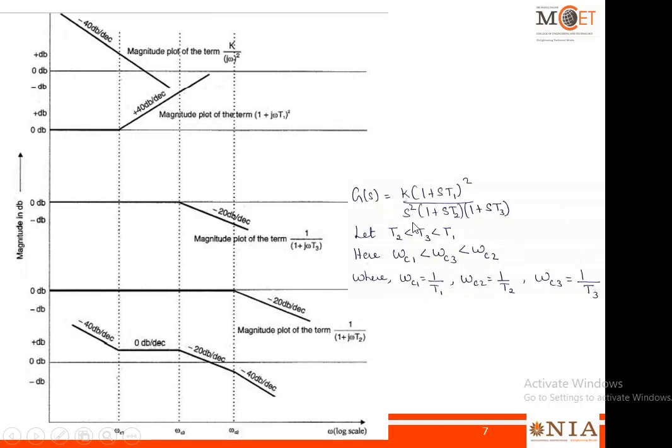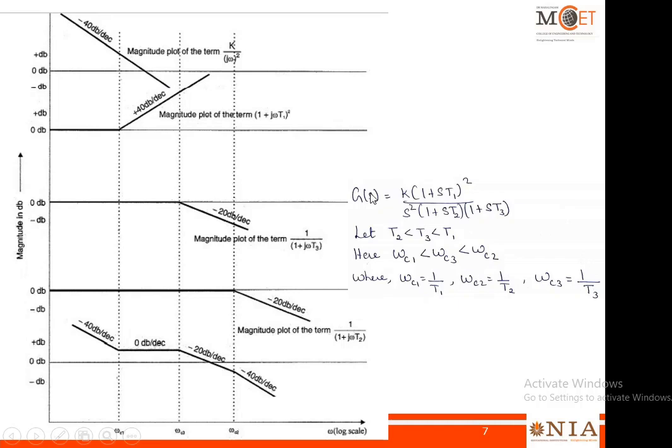For k by s square, since it is s square in the denominator, s in the denominator will contribute minus 20 decibels, and now it is s square, so it will contribute minus 40 decibels. So when you draw for k by s square, you will have a curve like this, contributing minus 40 decibels per decade. This is the first curve.